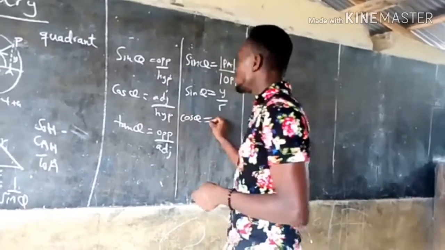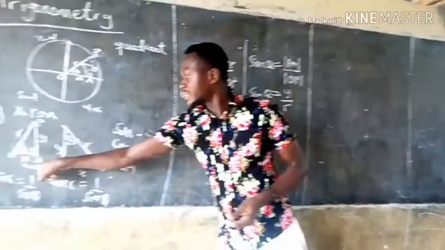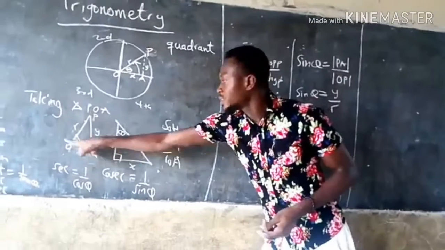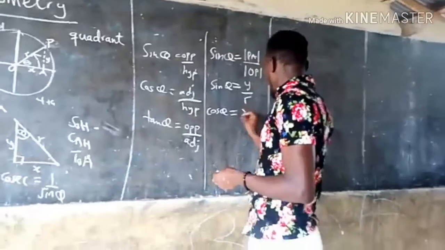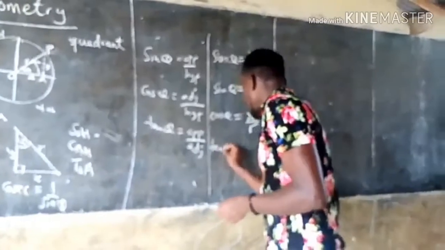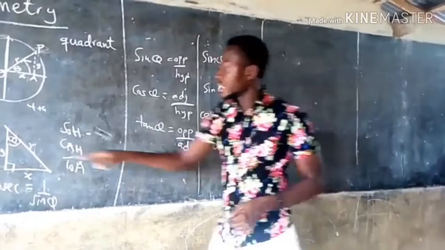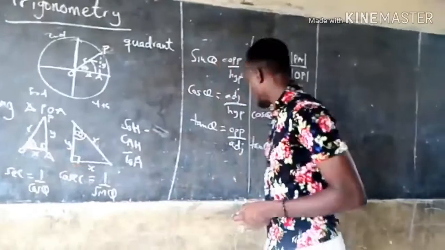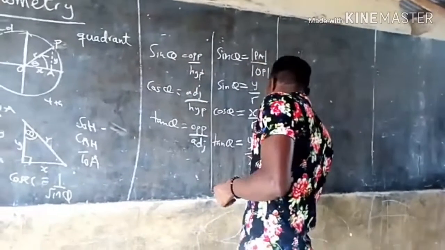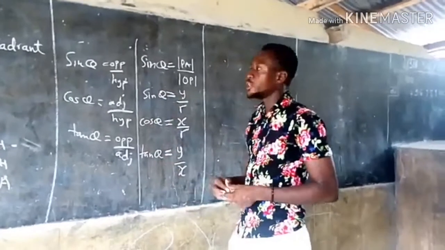Let's get that of cos theta. So cos theta will be adjacent over hypotenuse. And from the diagram, the adjacent is represented by x. Hypotenuse is r. So you are going to have x over r. Then tan theta will be equal to opposite over adjacent. So that is y over x. So this is how to get the expression for the basic trig ratios.